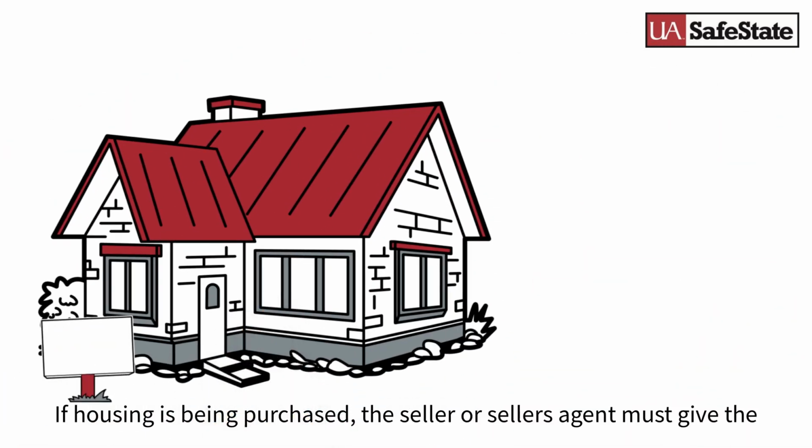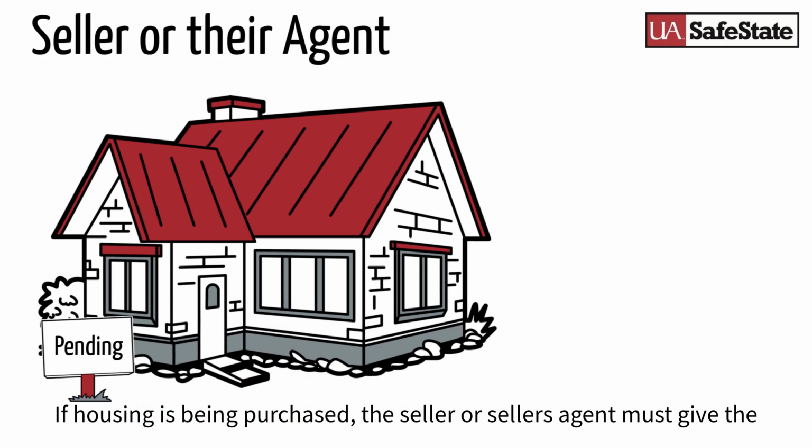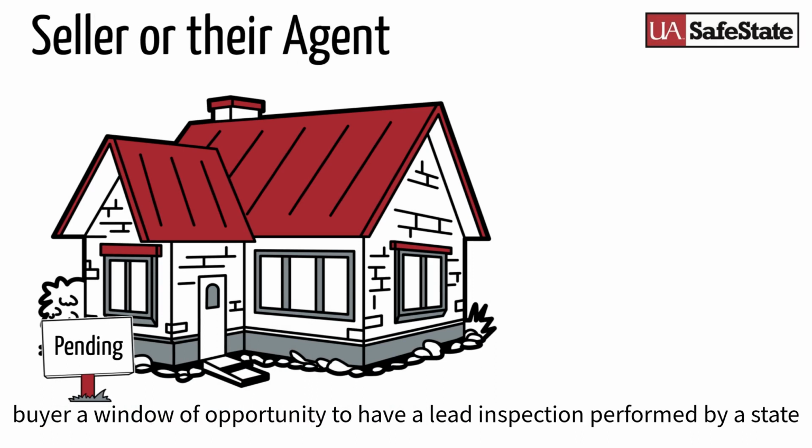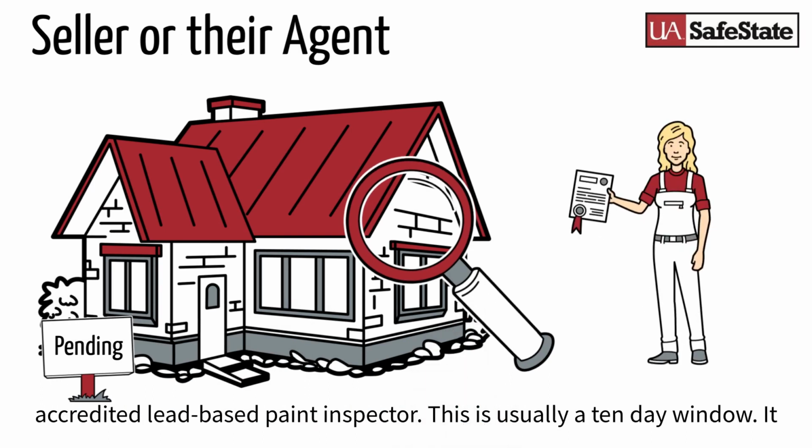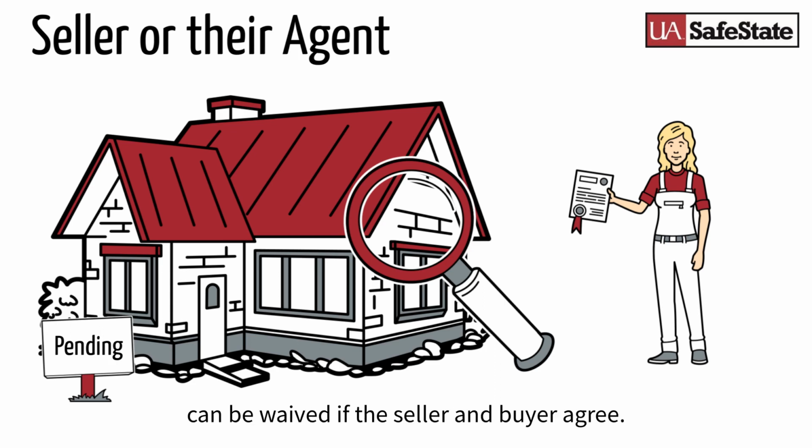If housing is being purchased, the seller or seller's agent must give the buyer a window of opportunity to have a lead inspection performed by a state-accredited lead-based paint inspector. This is usually a 10-day window. It can be waived if the seller and buyer agree.